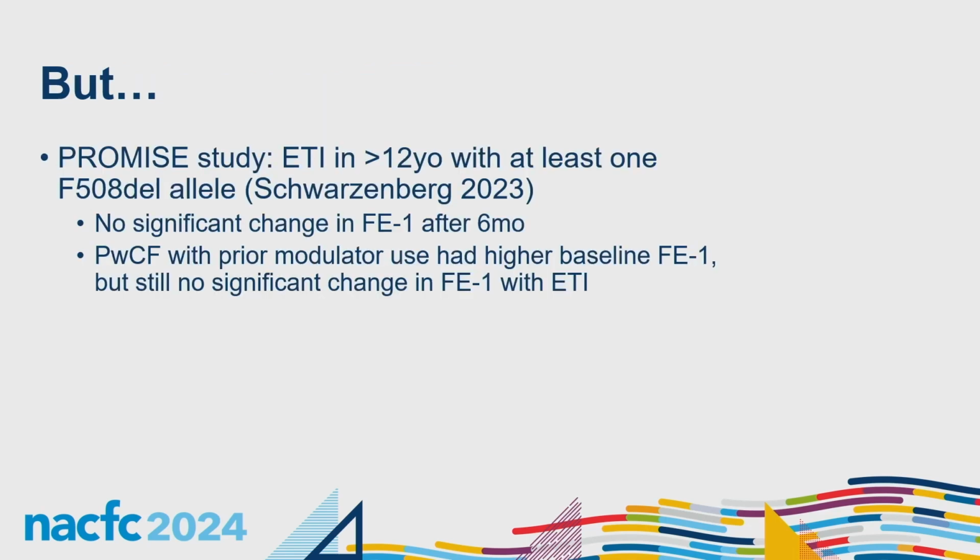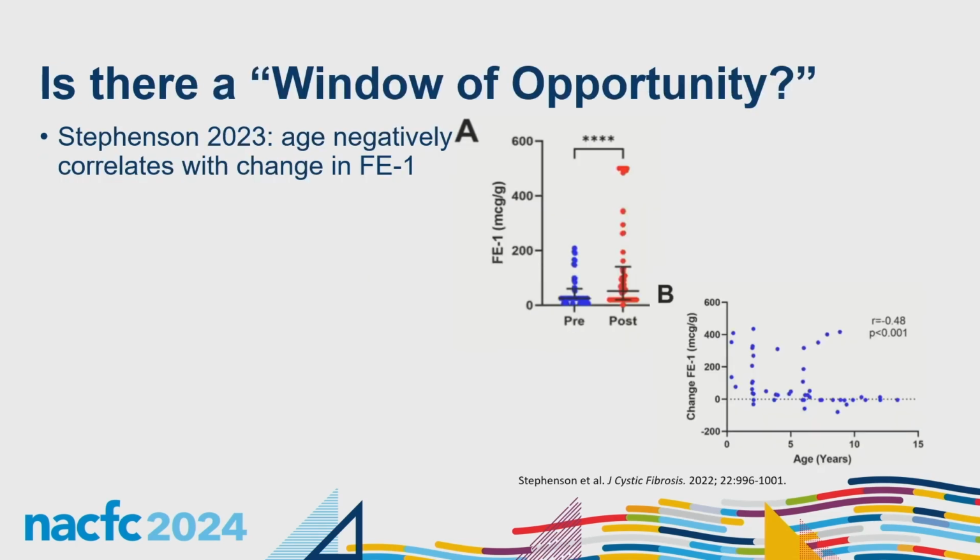On the flip side, there is also data that suggests that there is no significant improvement. In the PROMISE trial, which studied children greater than 12 years old on ETI therapy, there was no significant change in fecal elastase values after 6 months of therapy. Persons with CF with prior modulator use were found to have a higher baseline fecal elastase value, but this subgroup also had no significant change in their fecal elastase values after 6 months of ETI. This begs the question, is there a window of opportunity with early modulator use?